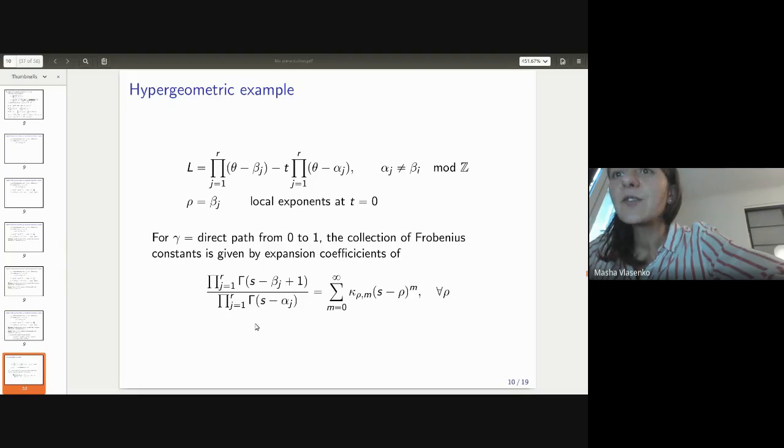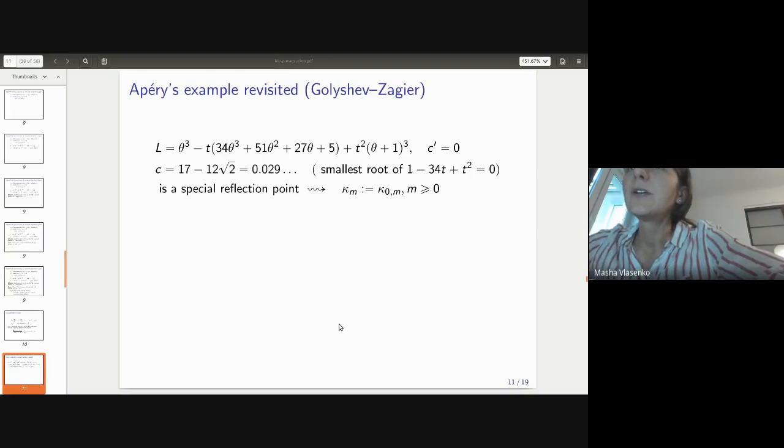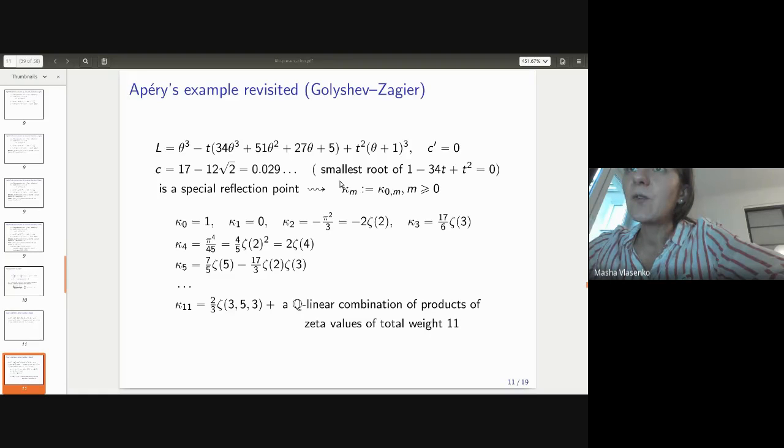This is a meromorphic function, a gamma product. And it encodes all of them because we expand at rho to get the respective Frobenius constants for the local exponent rho. If we look again at the a priori example, so for this differential operator, we take gamma to be the direct path from 0 to this closest singularity, which is a reflection point. In fact, it's a special reflection point. So again, we have infinite collection of numbers. And in their paper, to which I refer, Golyshev and Zagier compute them numerically.